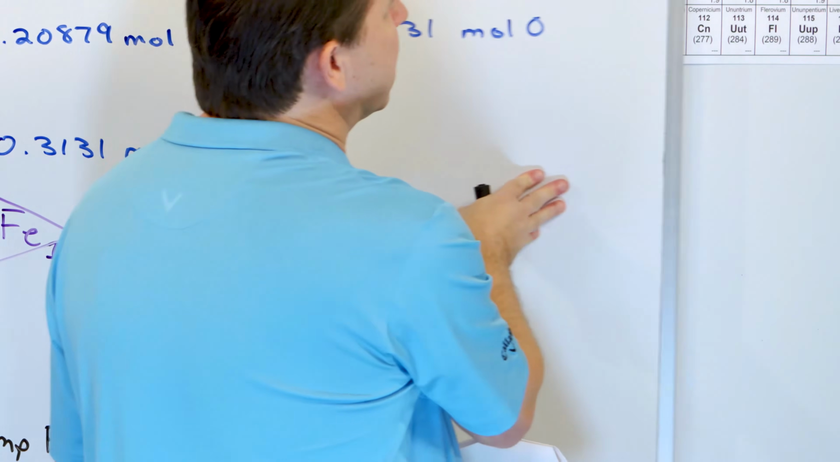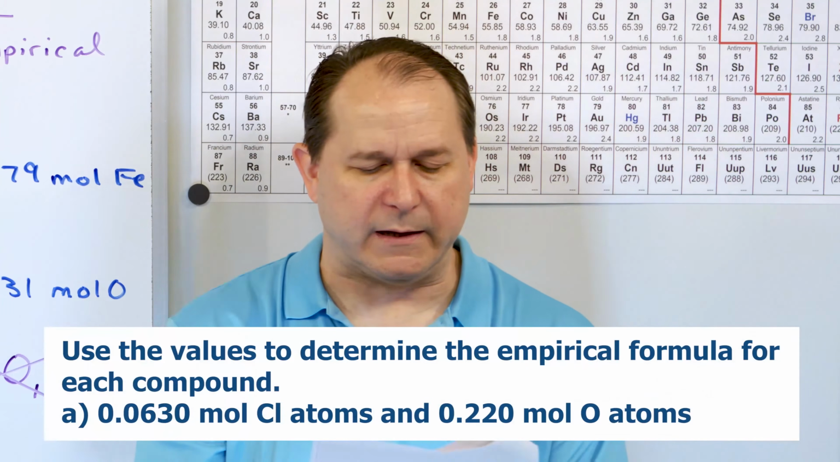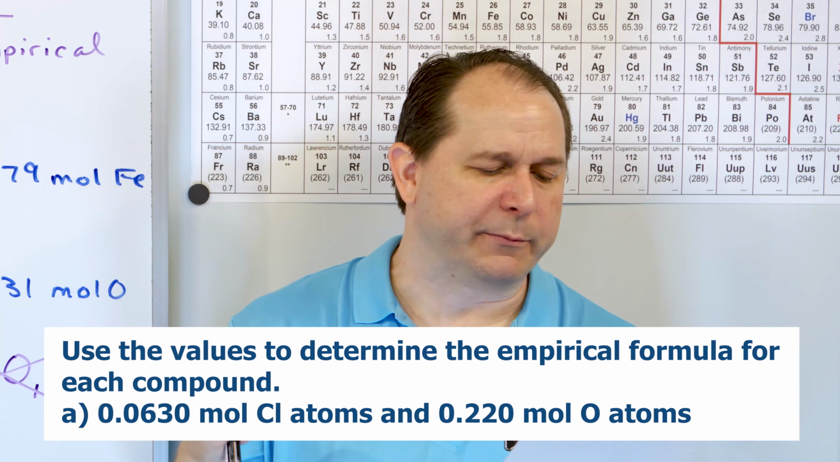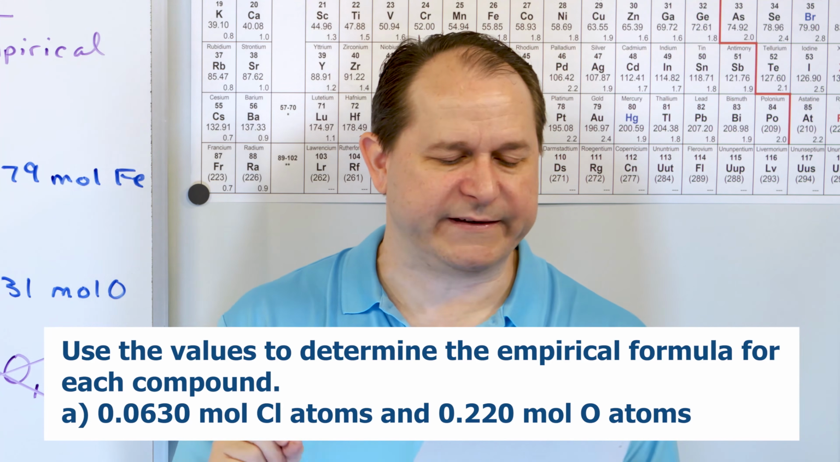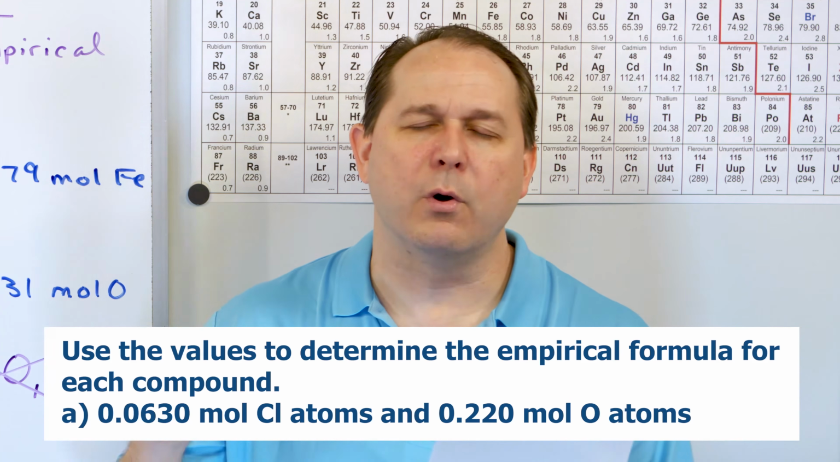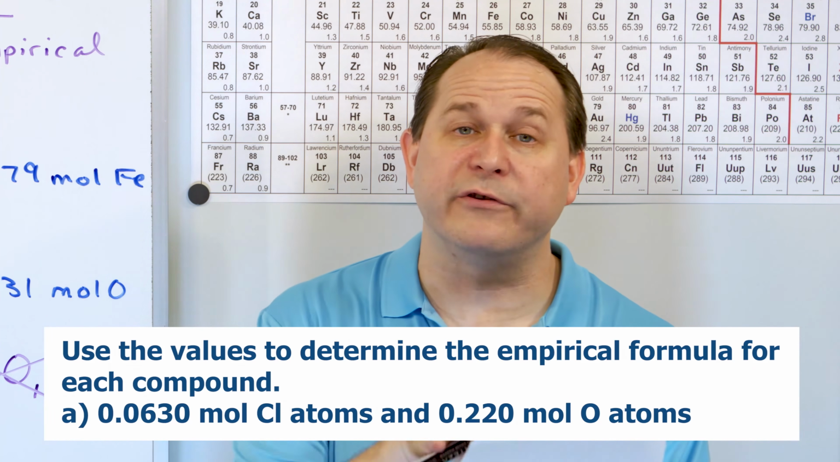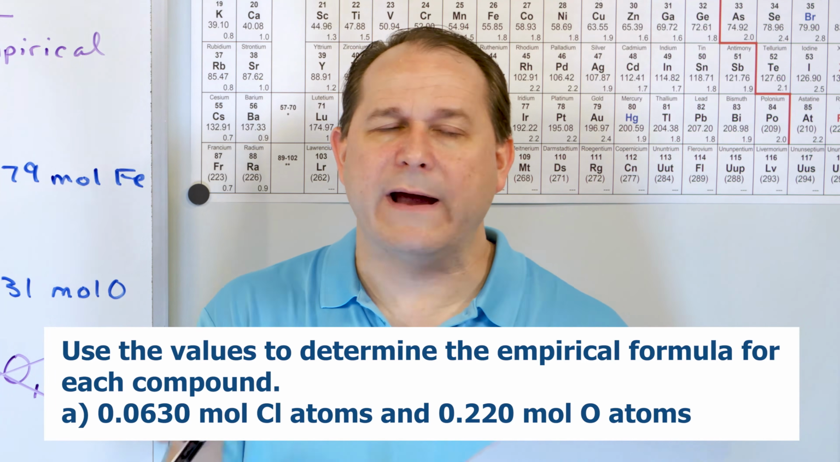All right, we only have one more, and it's pretty simple. Same thing. Here's some information about samples. Using the values, determine the empirical formula. And for the next one, it's 0.0630 moles of chlorine atoms and 0.220 moles of oxygen atoms. Notice we're given the moles of the atoms there, so we don't have to do any conversions.